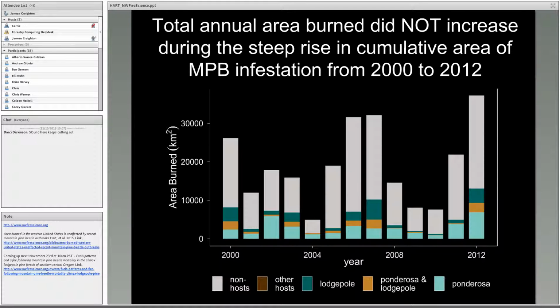If we looked at the area that burned in our mountain pine beetle hosts, those lodgepole cover types, those ponderosa and lodgepole cover types combined, and the ponderosa separately, we see that there have been some years of dramatic area burned, but there hasn't been a steep increase in the cumulative area burned that's occurred in response to this cumulative increase in mountain pine beetle. So already the fact that we're not seeing this dramatic increase in area burned in response to increased mountain pine beetle infestation suggests that perhaps these two aren't that tightly coupled.